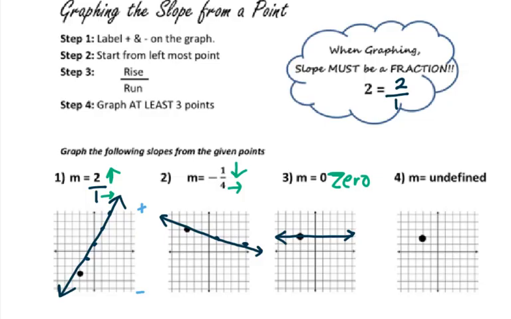Number 4, M. M is the slope. The slope is undefined. An undefined slope, we said, looks like the side of a U, or it drops straight down under. M is undefined.